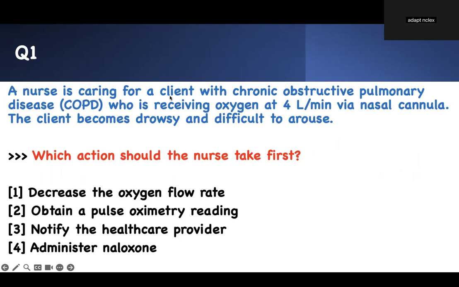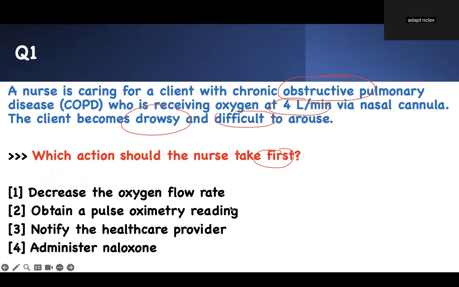This is the way I want you to go through the question. First, read it from the back. Which one you should do first, and then go for the buzzword, the keyword. The keyword in the question is COPD. Underline it. And the patient is receiving what? 4 liters per minute. And what is the problem? Drowsiness and difficulty. Connect the dots. A COPD patient getting oxygen is now drowsy and difficult to arouse. There's some connection between COPD and oxygen and drowsiness.